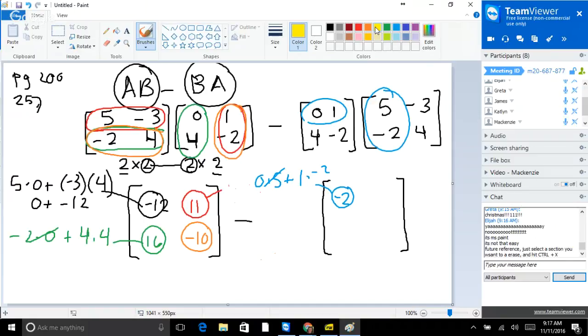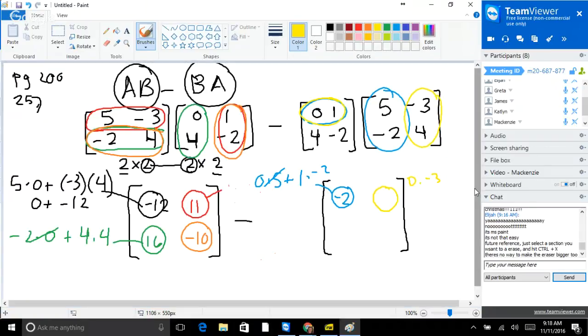Okay, so first row, second column is going to be 0 times -3 plus 1 times 4. Well, 0 times negative 3 is 0, so 1 times 4 is 4.